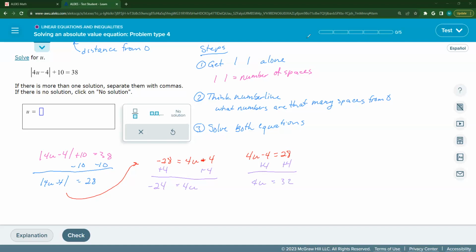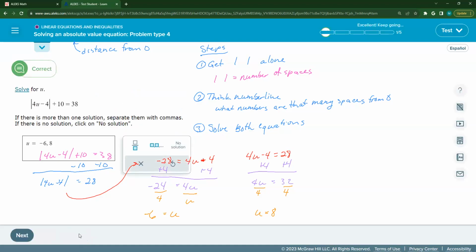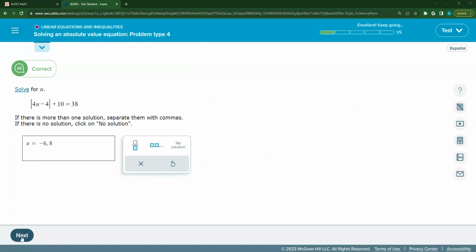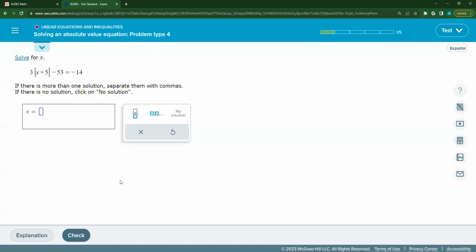Now, for each one of them, I'm going to divide by 4 because I want u by itself. And I have negative 6 equals u. And for this one, divide by 4, I have u equals 8. All right, and I can put those answers in either order. Usually I go smallest to largest, so I have negative 6, and they say we can separate them with a comma, and then 8. And we will check, and we will write the next problem. So we've got 2 more of these to do if we get them all correct.